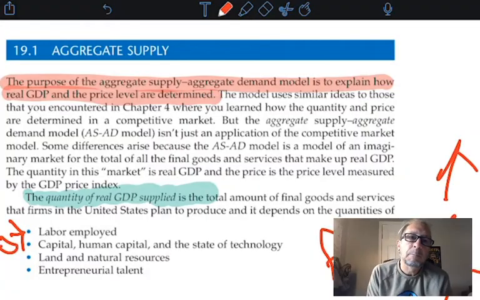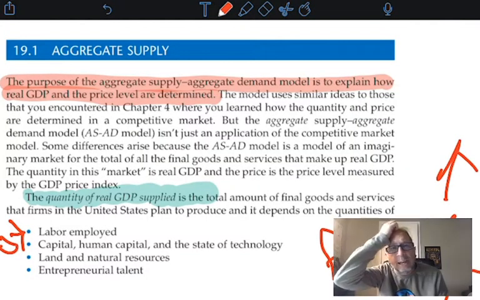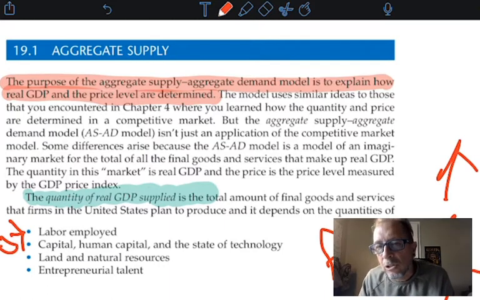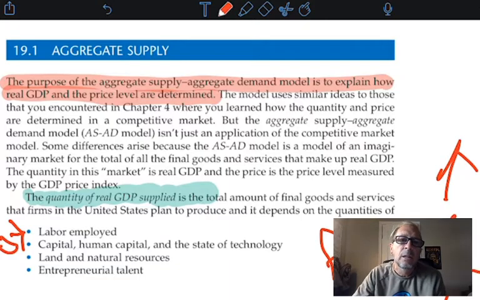So aggregate supply. The purpose of the aggregate supply and aggregate demand model is to explain how the real GDP and the price level are determined. This one's strictly on aggregate supply and strictly on the impact of the price level. The quantity of real GDP supplied is the bringing together of all the factors of production: labor, capital, land, entrepreneurial talent. Don't underestimate those things. Those four factors go into our level of real GDP production and output.